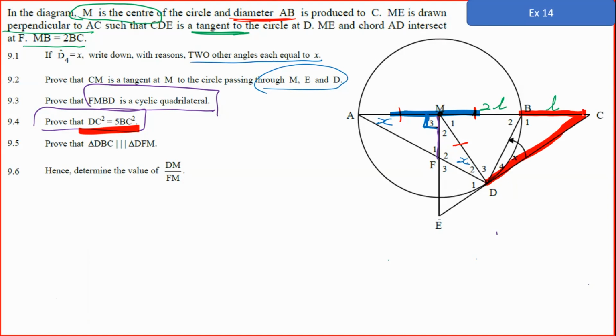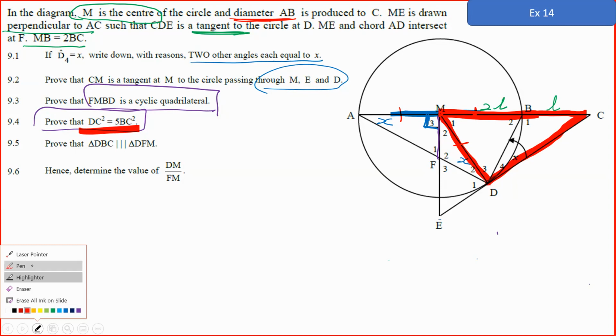Now, whenever we're talking about squares, straight away I'm thinking Pythagoras. So I want to draw the red triangle here. Do we have a right angle in the triangle? Yes, sir. Which angle is equal to 90? D3 and 4, sir. Well done. So we know D3 and 4 is 90 because a radius is perpendicular to a tangent.